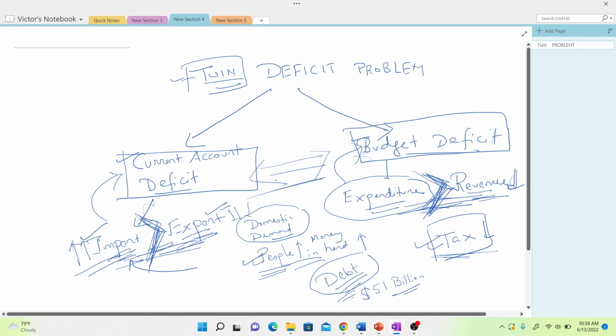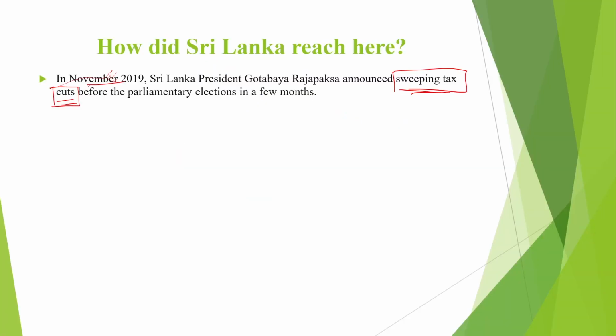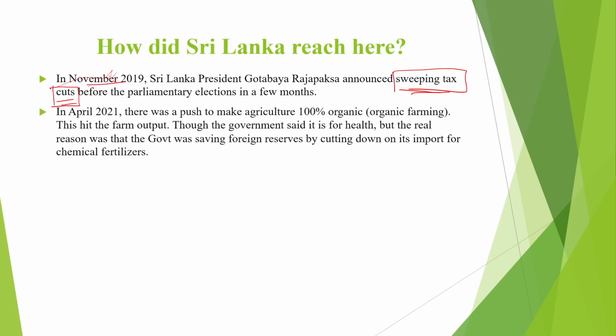Okay, next, I hope you understood how the twin deficit problem has come to arise in Sri Lanka. Next, this was not all. In April 2021, Sri Lanka decided to make agriculture 100% organic.